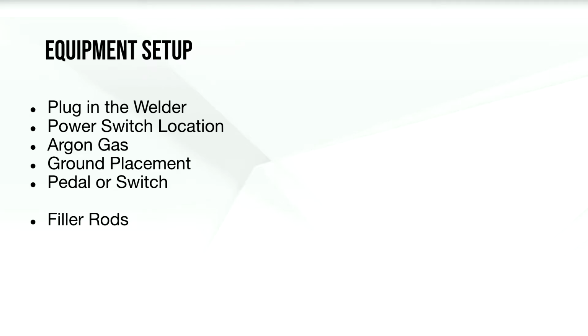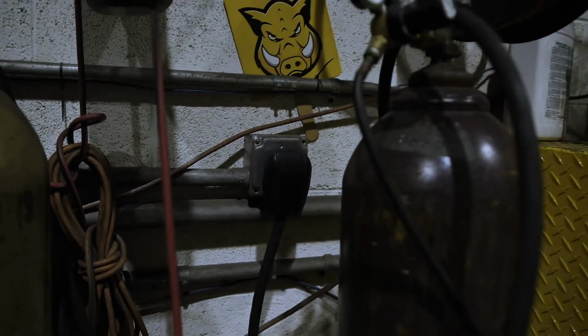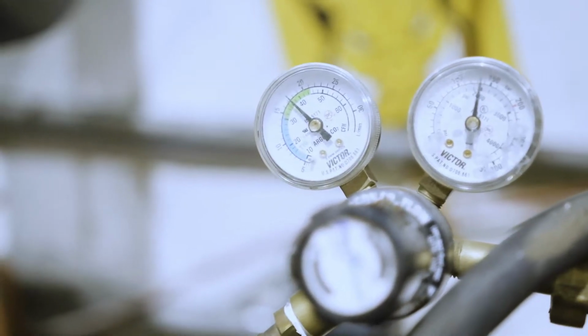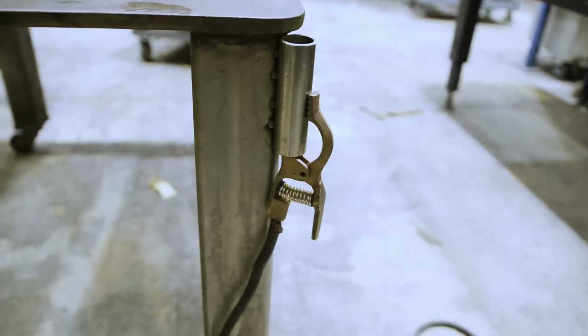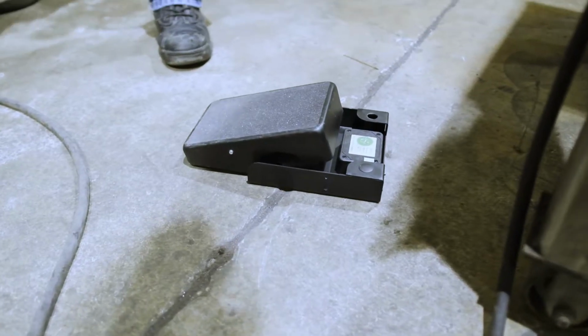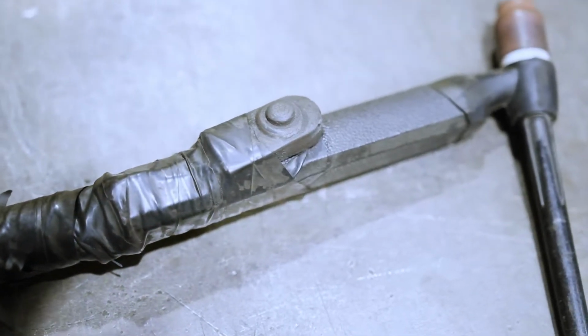Equipment setup. First, always check that you're plugged in. Next, the power switch is on the back of the equipment. Check your argon gas, make sure you have enough gas and that it is turned on and flowing. Place your ground properly. And get comfortable with your pedal or switch in whatever position you're going to be working in. Lastly, grab your filler rods and you should be ready to go.